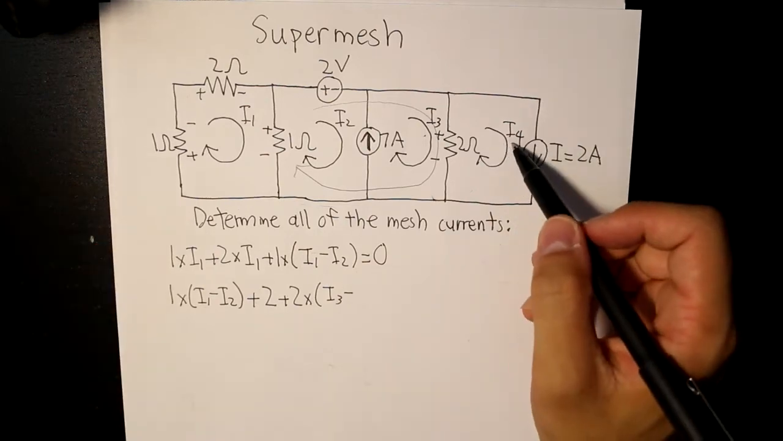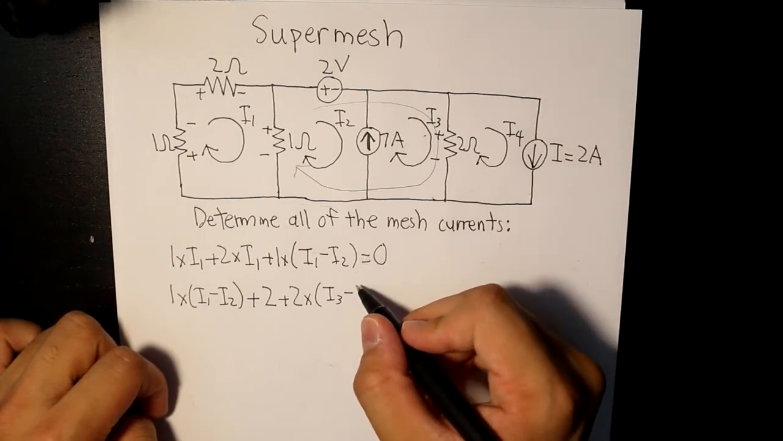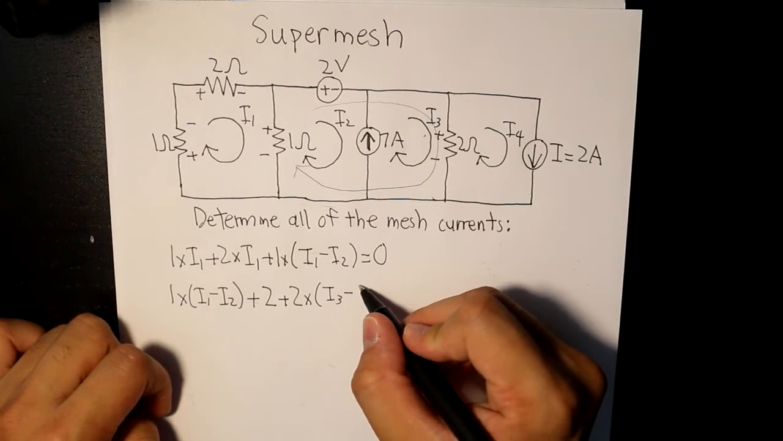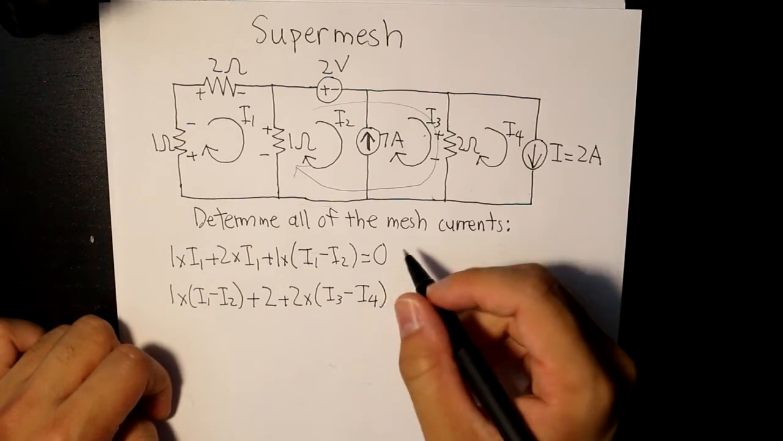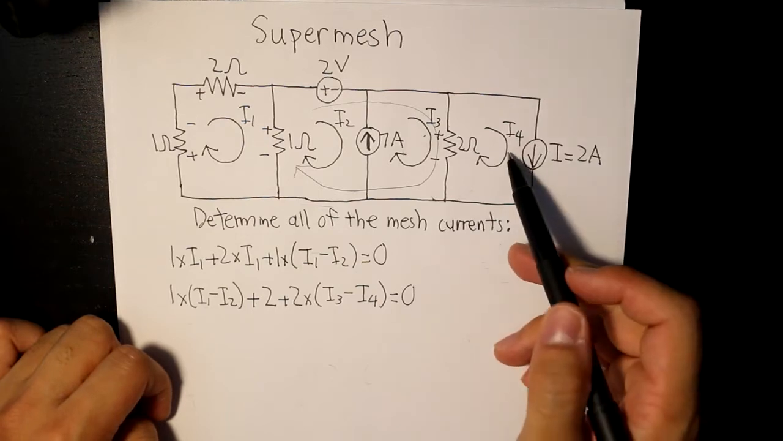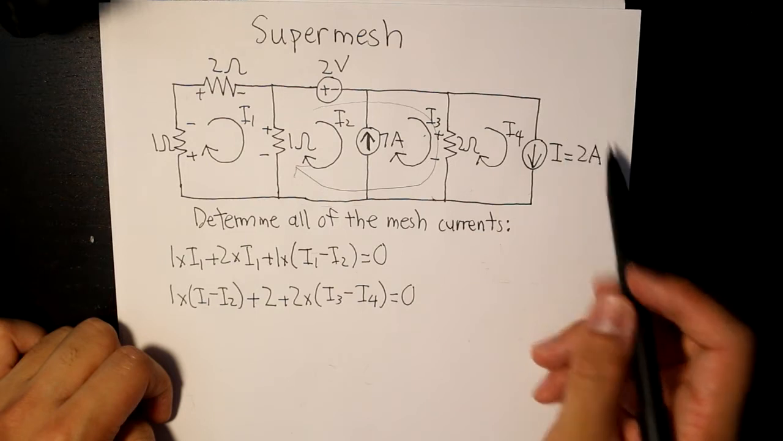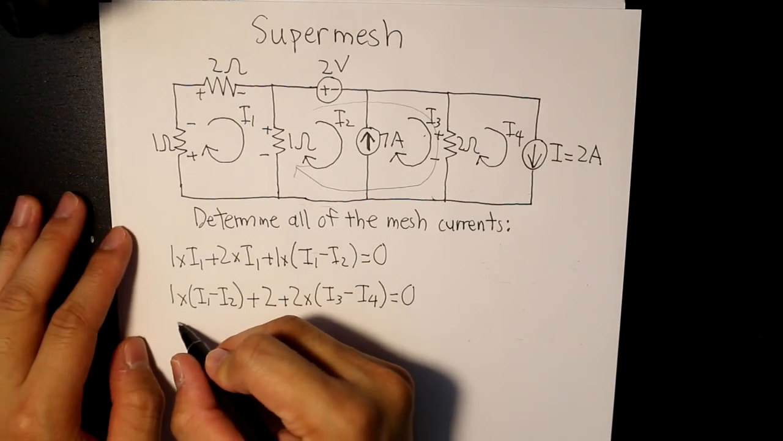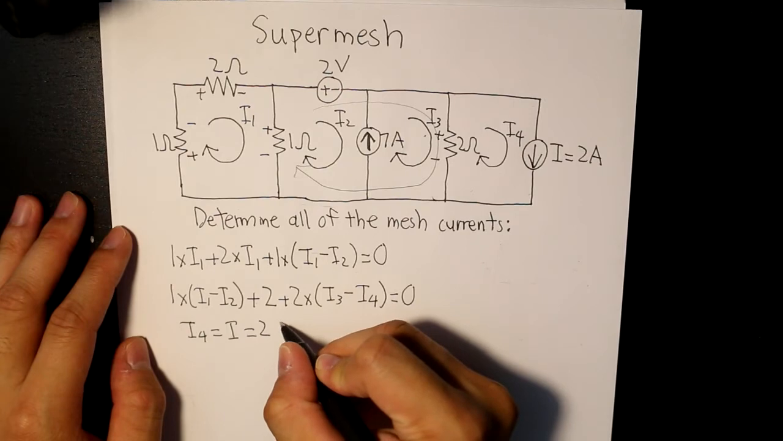And then we have to consider the neighboring mesh, which is I4, and I4 is traveling from minus to plus. So that would be minus I4. And that would be equal to 0. Now for I4, we can apply the KVL equation to that, but we have a current source right here that is not attached to any other neighboring mesh current. Therefore, we can just state that I4 is equal to I, and therefore it equals 2 amps.